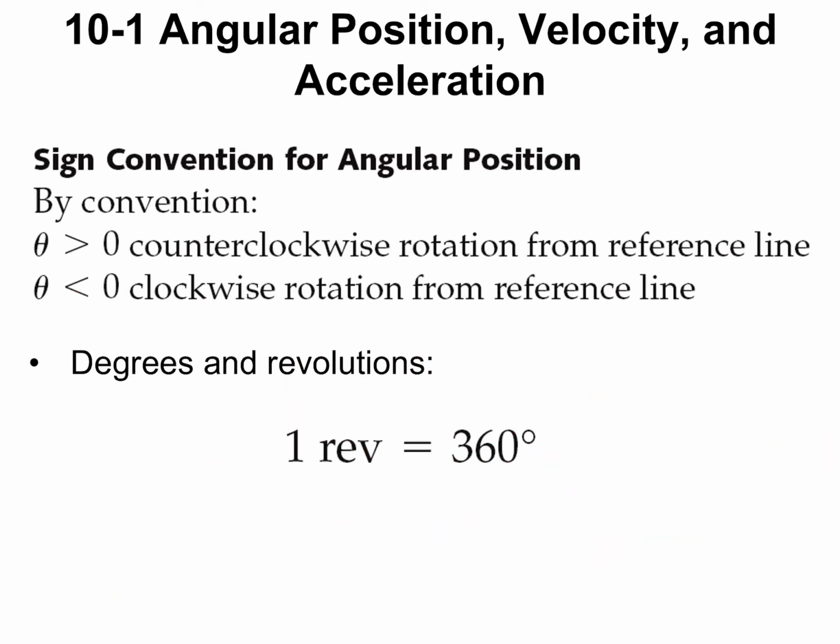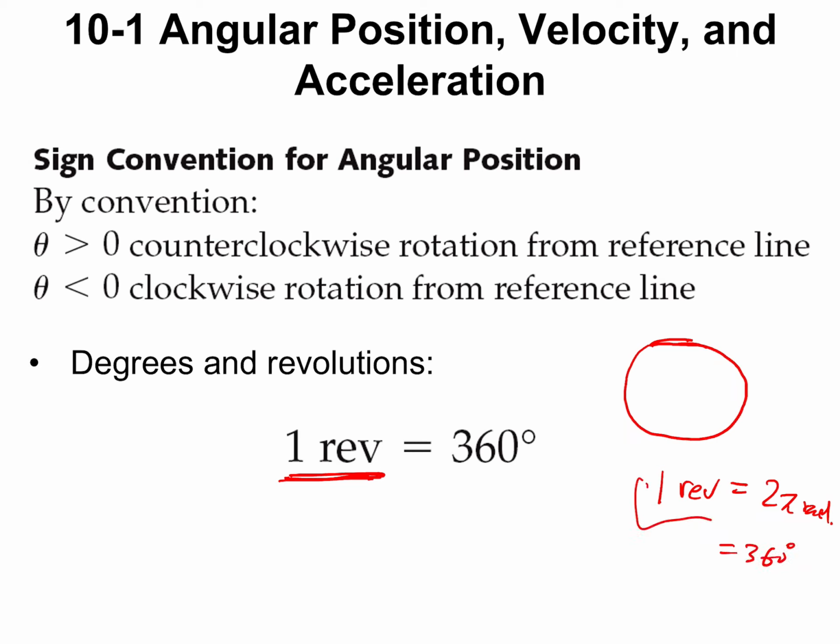Here we have another unit called revolution. One revolution means one complete circle, right? One revolution equals 2 pi radians, and also equals 360 degrees. So you can convert between those three different ways to describe an angle.